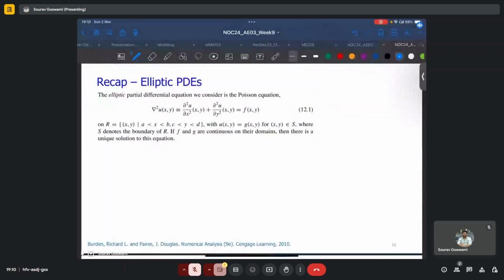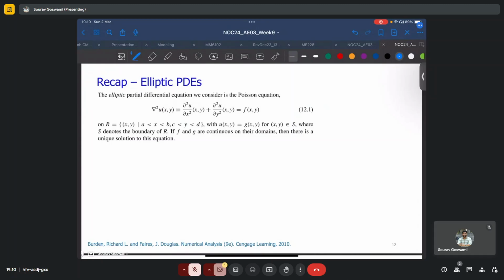Let us now continue with our discussion of partial differential equations. As Professor Dey has already described in his lecture, PDEs are classified into multiple types, and some of them are elliptic, hyperbolic, and others. So let us look at them one by one.